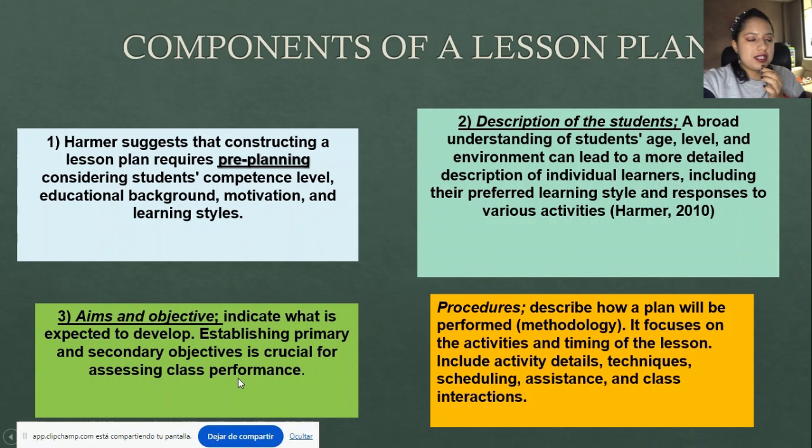Step number three is the aims and objectives. This indicates what is expected to develop. Establishing primary and secondary objectives is crucial for assessing class performance. As a teacher, with this lesson planning, we should have a goal, what we want the students to achieve, what we want the students to learn at the end of the class.